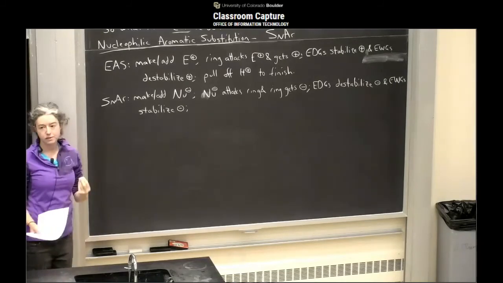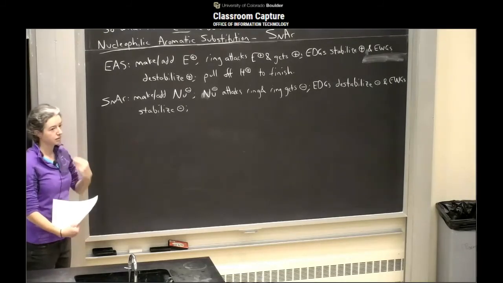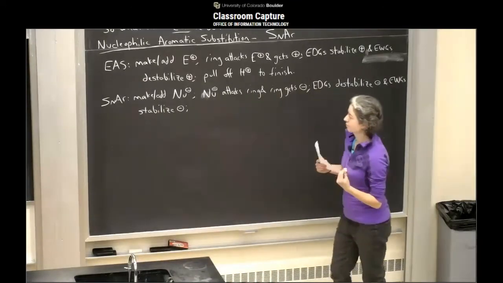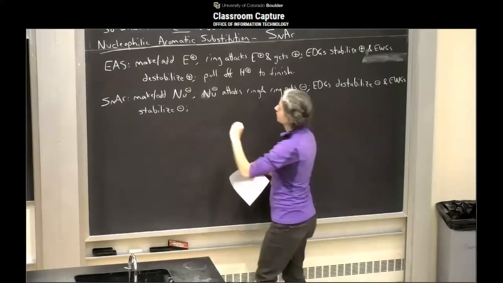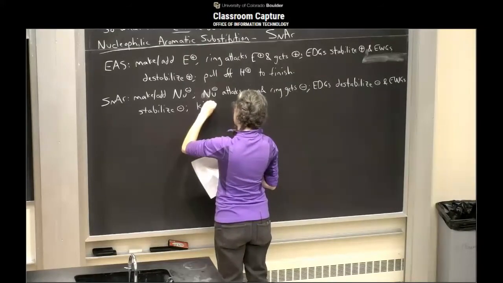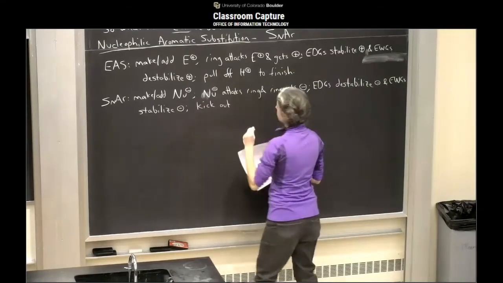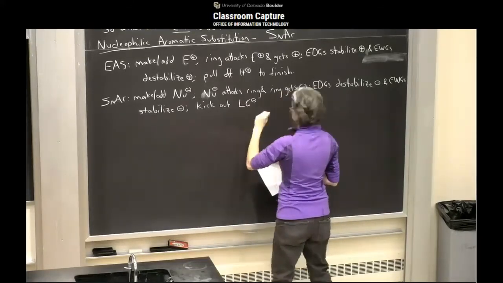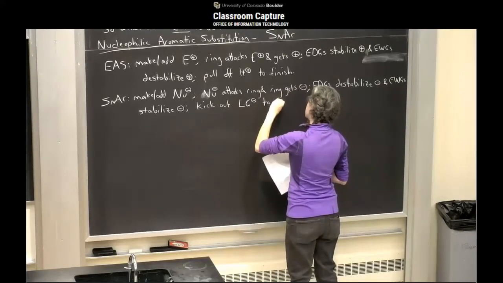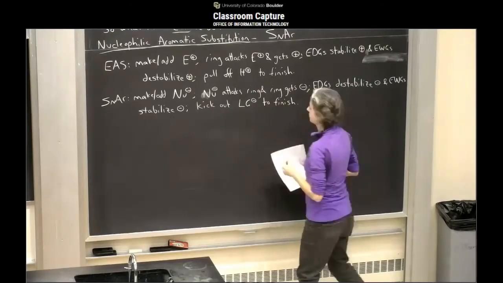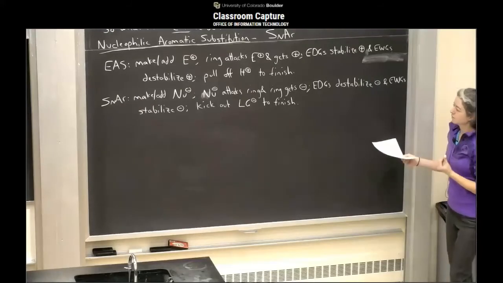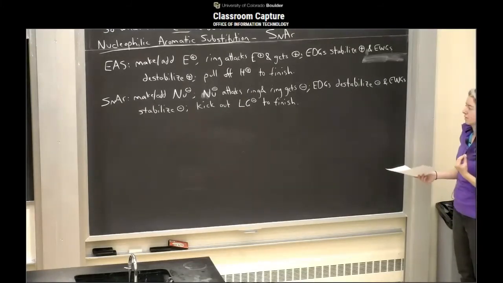And then to finish things up at the end, we need to get that negative charge out of the ring. We can't kick out an H- because that's pretty high energy and unstable, but we're going to kick out a leaving group with a negative charge to finish the reaction. Okay, so pretty much all the differences between the two reactions comes down to, do you have a plus or a minus charge?